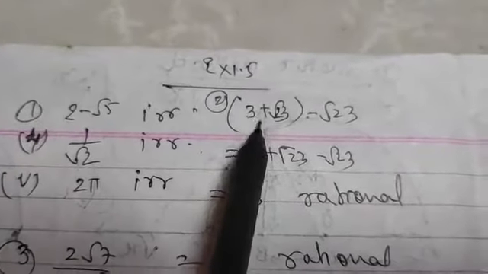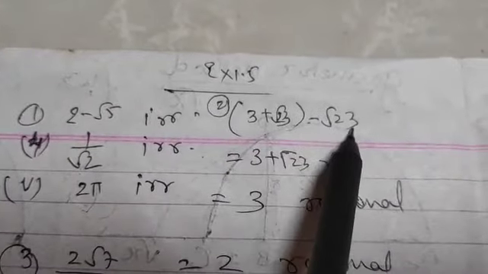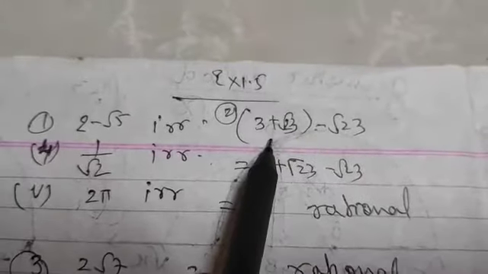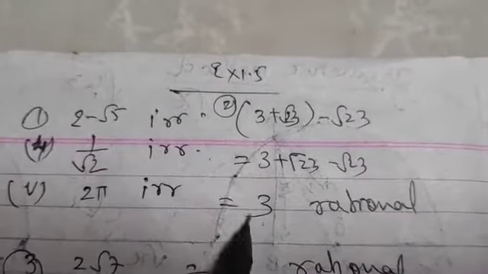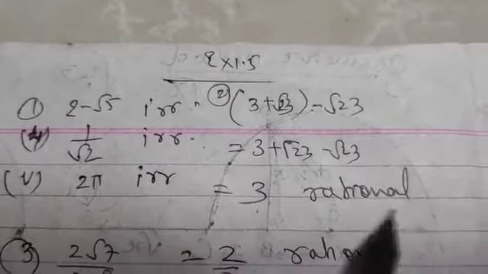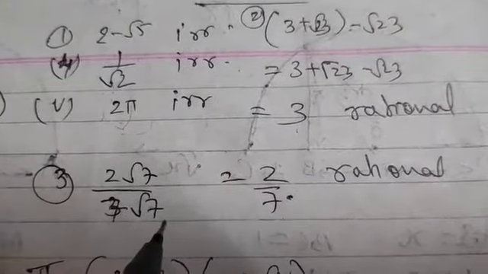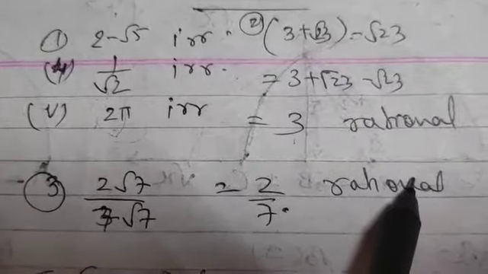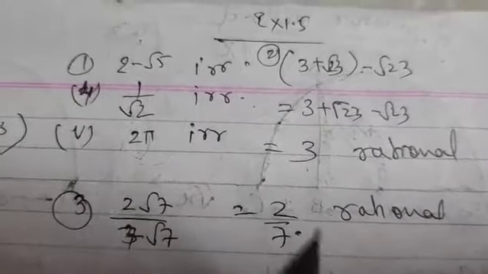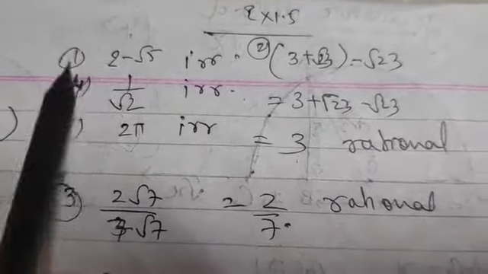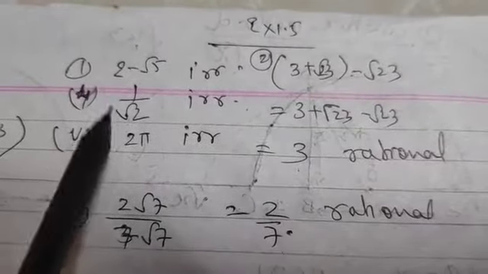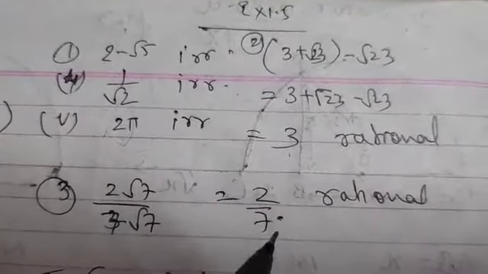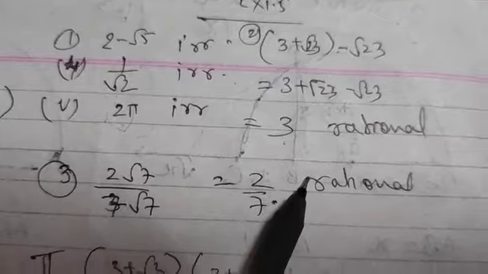But the second question given is 3 plus root 23 minus root 23. So here this root 23 cancels out, left out is 3. And the final answer is a rational number. 2 root 7 upon 7 root 7. Here the root 7s cancel out, so 2 upon 7 is a rational number. So out of all the 5 numbers, 1, 4 and 5 cannot be solved further, they will be irrational only. But 2 and 3 can be solved into a rational number.